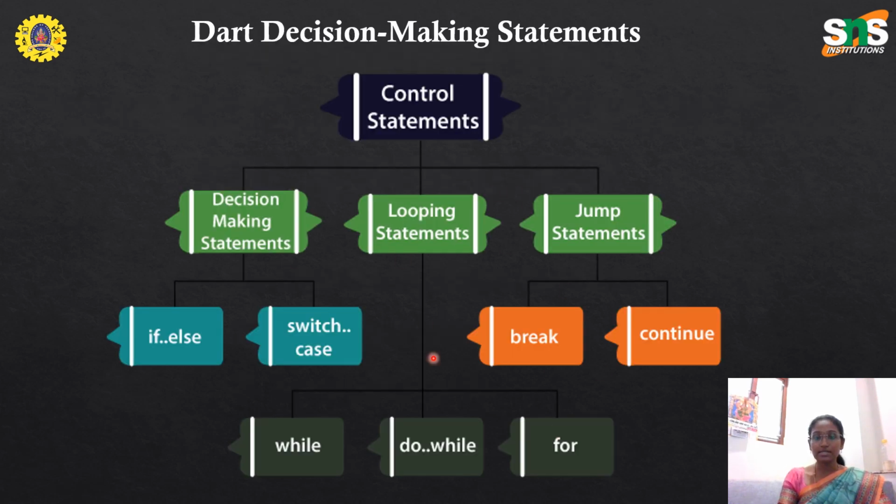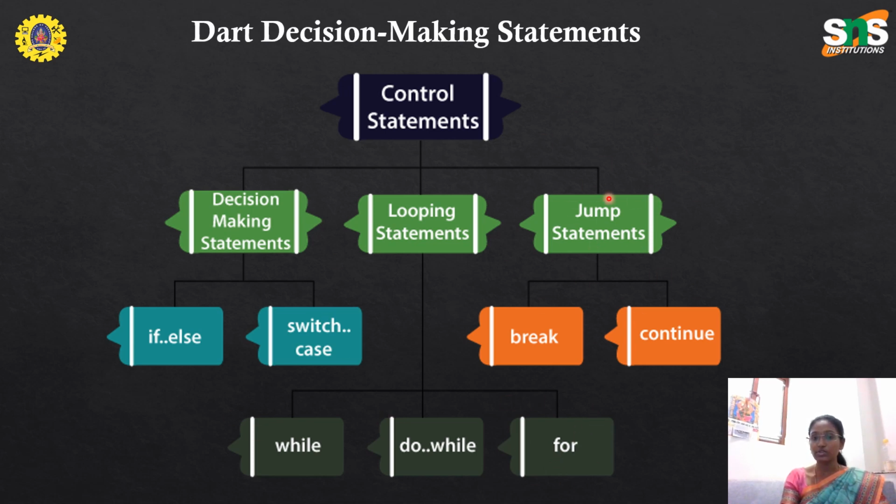Okay, this is the flowchart of decision making. The first one is the control statement. We have three segregated over here. DMS is a decision making statement, LS is a looping statement, and JS is a jump statement. In decision making statements we have two different kinds, the first one is if else, and the second one is switch case. Next, looping statements: you have three different kinds of looping there, one is while, do while, and for. And jump statements are break and continue.